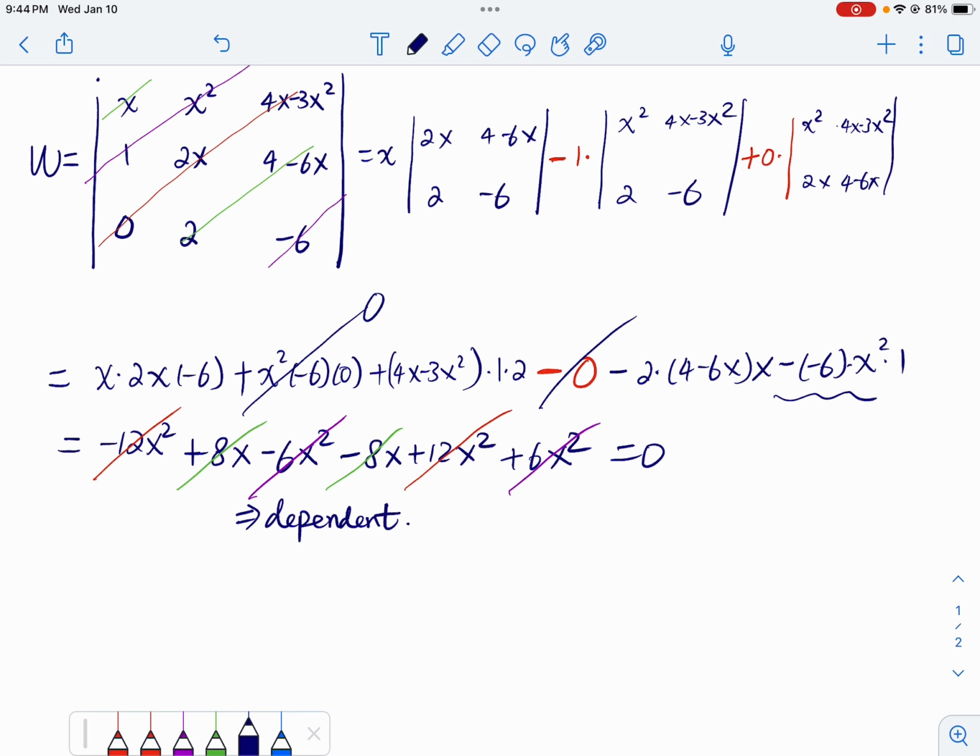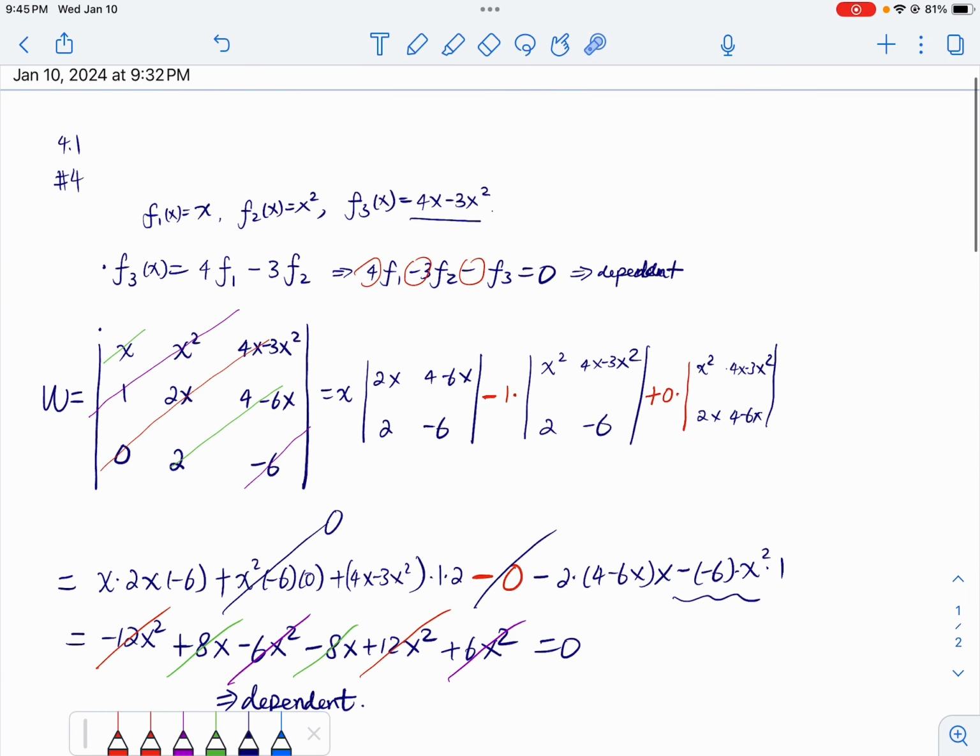Okay, that's pretty much how I would solve this problem. I would prefer to use this first one because just by observing, it's pretty easy to find.